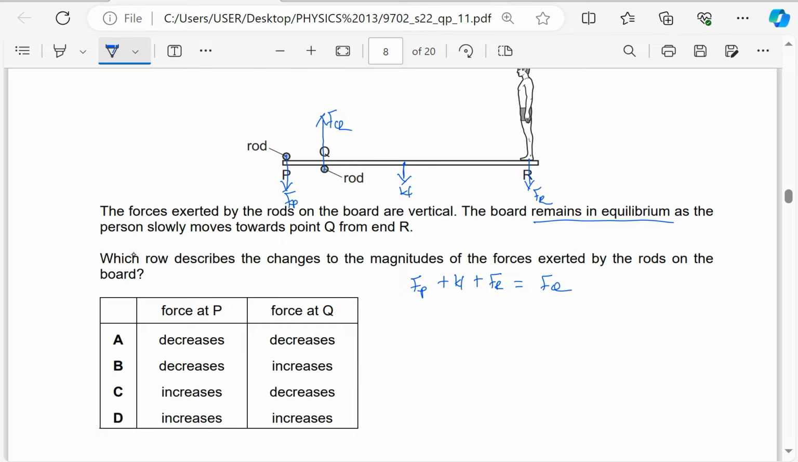The person slowly moves towards point Q from end R. The board remains in equilibrium as the person moves towards point Q from R. So the person is moving in this direction. Which row describes the changes to the magnitude of the forces exerted by the rods on the board at P and Q? So let's start with force P.